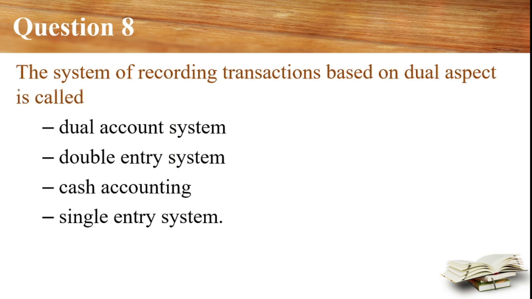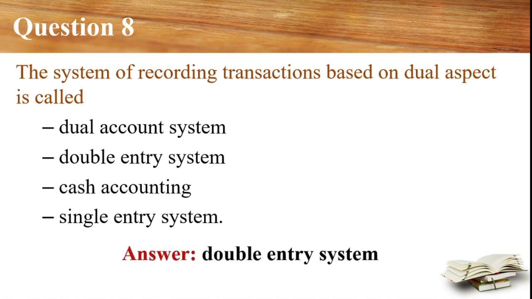Eighth question. The system of recording transactions based on dual aspect is called: options: dual account system, double entry system, cash accounting, single entry system. And the answer is double entry system.